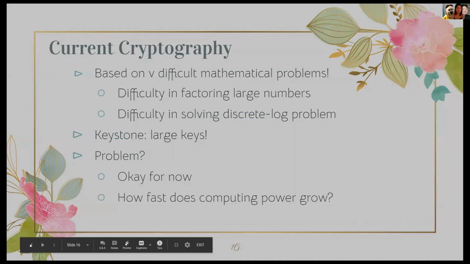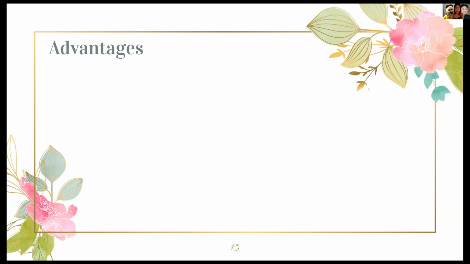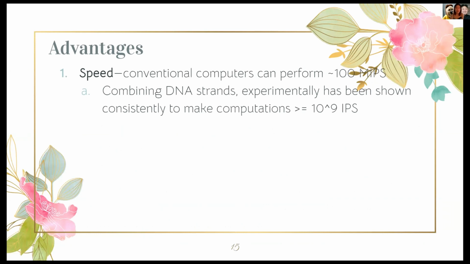Okay, so going back, what advantages does DNA computing give us? Because right now we're on the verge of supercomputers being the norm. There are a lot of them. I think there's like 200 of them or something like that. My number's probably wrong right now, and some of them are really big. So why DNA? First and foremost, speed.